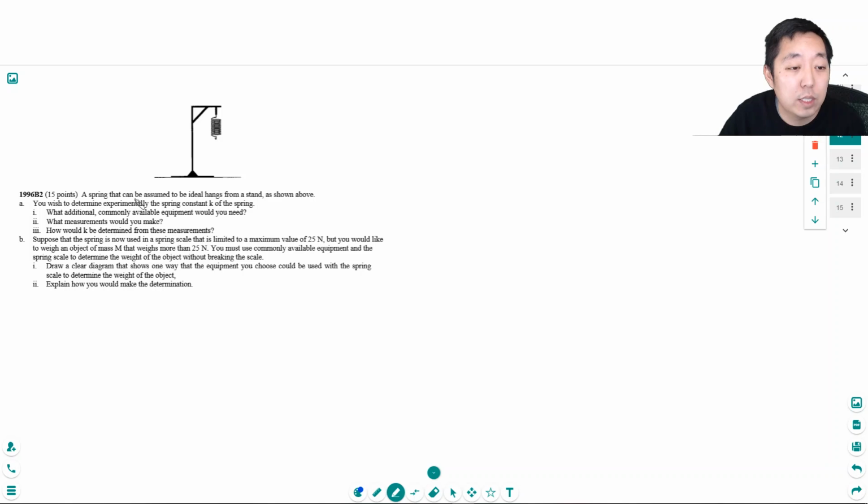A spring that can be assumed to be ideal hangs from a stand as shown above. You wish to determine experimentally the spring constant of the spring. What additionally commonly available equipment would you need?